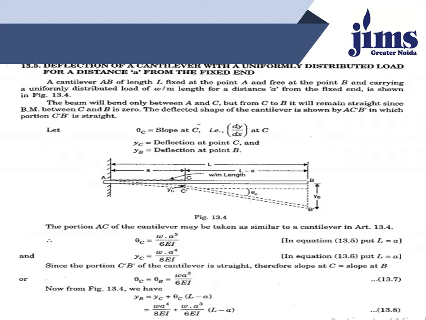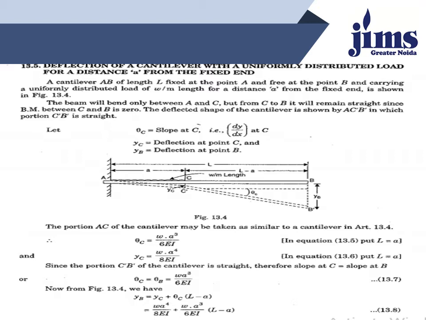But we know that the slope, that is theta C, is equal to dy by dx at C, and yc is equal to deflection at point C, and yb is equal to deflection at point B. So the portion AC of a cantilever may be taken as similar to the cantilever in article 13.4 in the previous case. Theta C is equal to Wa^3 divided by 6EI. In equation number 13.5, put L is equal to a. yc is equal to Wa^4 divided by 8EI. In equation 13.6, put L is equal to a.